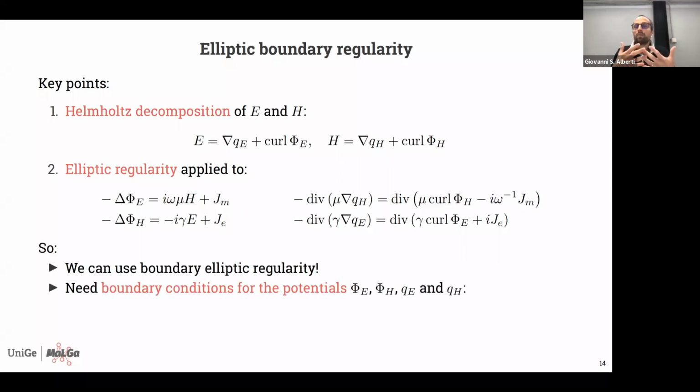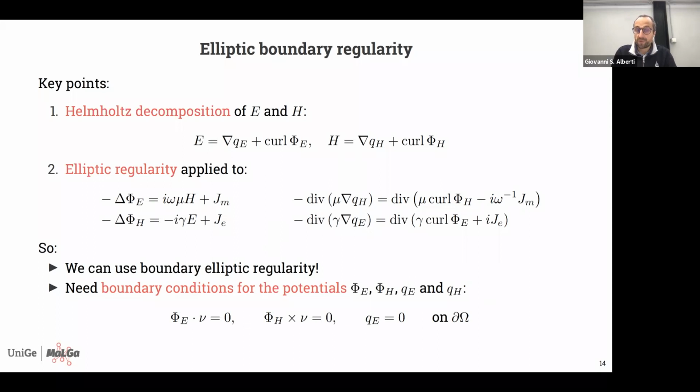So how do we obtain boundary regularity for Maxwell's? Well, the idea is just to use boundary elliptic regularity for these equations here, because for elliptic regularity, the boundary case is very well known, is very well studied. However, in order to obtain boundary regularity in elliptic equations, you need boundary conditions for the solutions, because without boundary conditions, of course, you don't get any boundary regularity. And so here we need boundary conditions for all the 4 potentials. So let's see what we have so far.